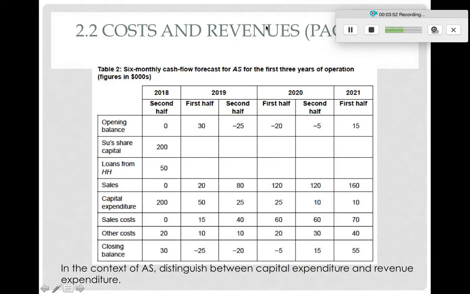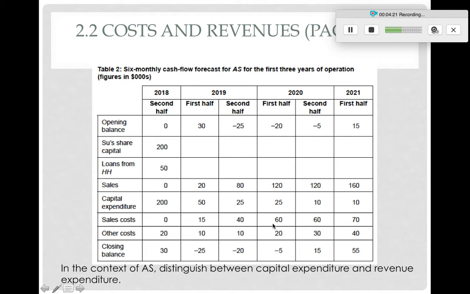Let's move on. Question 2.2, Costs and Revenues. And this is showing you the 6-monthly cash flow forecast for Afghan Sun for the first 3 years of operation. So broken down into 6-month windows. And this is where you can see Sue's share capital and the loans from HH as income prior to the sales income. So sales, of course, is sales revenue. Capital expenditure, we're going to have a look at now.